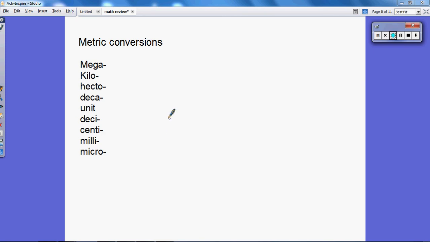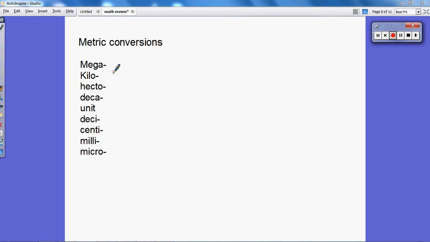Metric conversions are a special case of conversions, and they're in fact the easiest case of conversions. This is because all of the factors are multiples of 10. Here is a list of the conversion factors, or rather the prefixes which give you the conversion factors. Many people get very frustrated and confused by metric units.